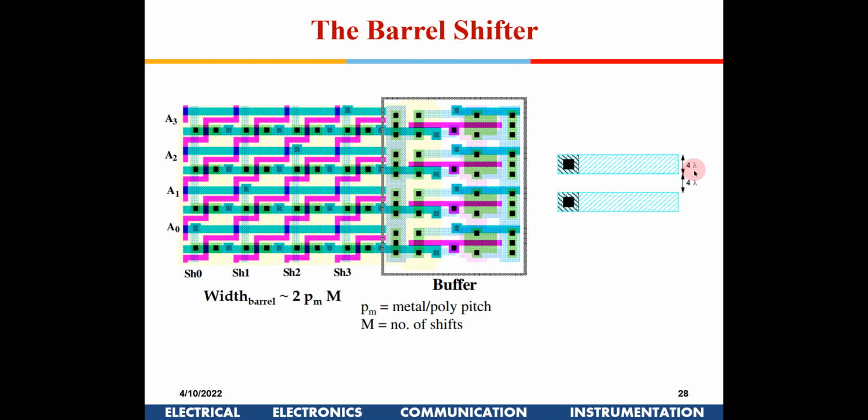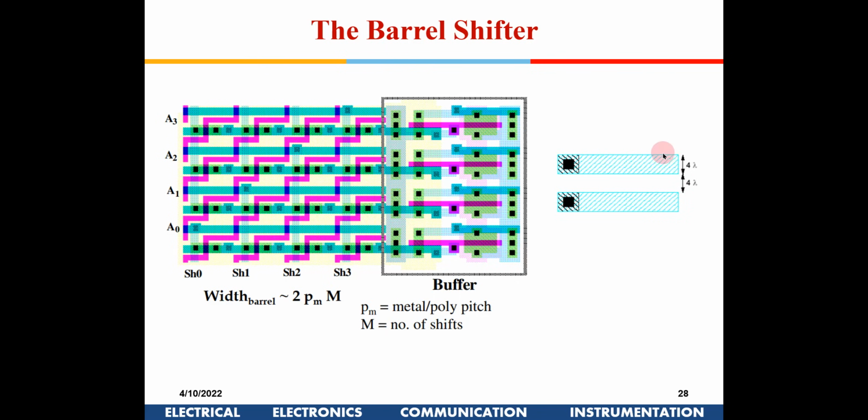Generally we express the minimum DRC check rules using a lambda parameter. So 4 lambda means, for a 45 nanometer technology, 2 lambda is 45 nanometer. So at least this width has to be 4 lambda, that is 90 nanometer, for this line to be fabricated properly, and between 2 lines at least there has to be 4 lambda. So this 4 lambda plus 4 lambda gives what is known as the pitch.